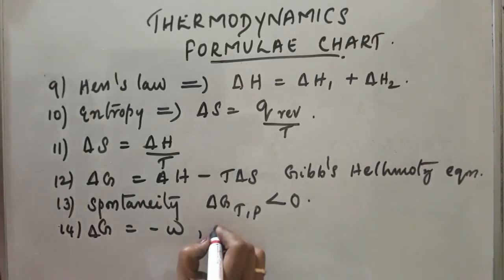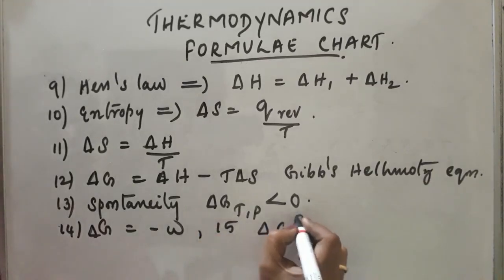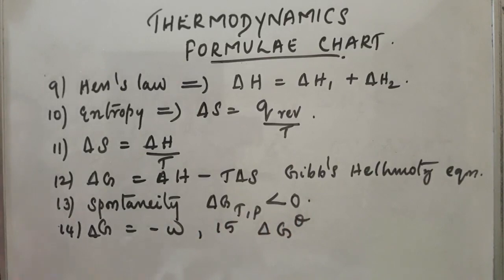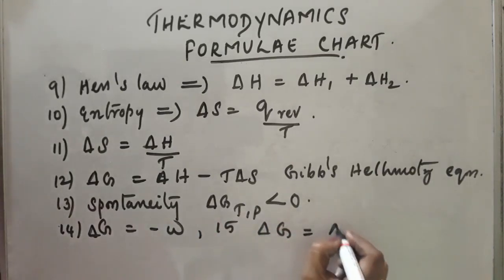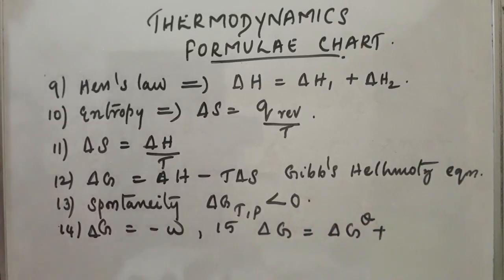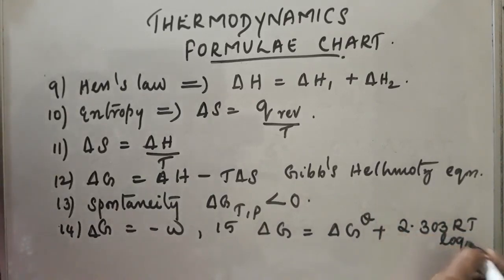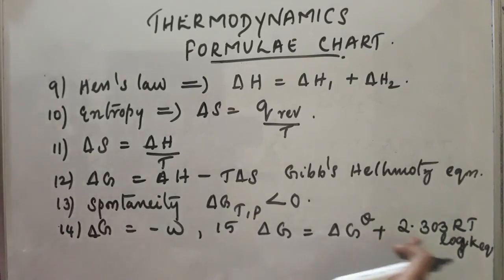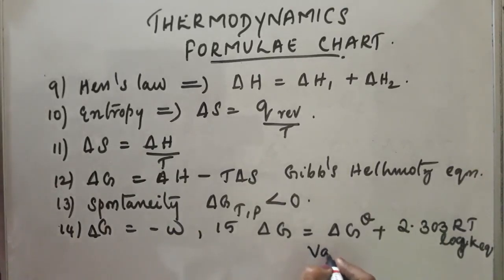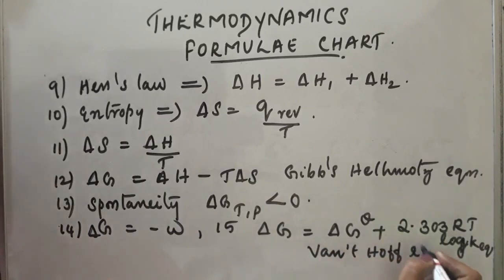Next case, delta G, standard condition. Delta G will be equal to delta G standard, standard change in Gibbs energy, plus 2.303 RT log K. This will be the equation. So delta G can be calculated from delta G standard plus 2.303 RT log K. This equation is known as Van't Hoff reaction isotherm.